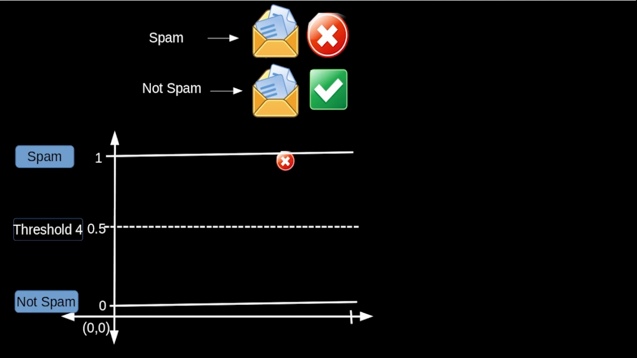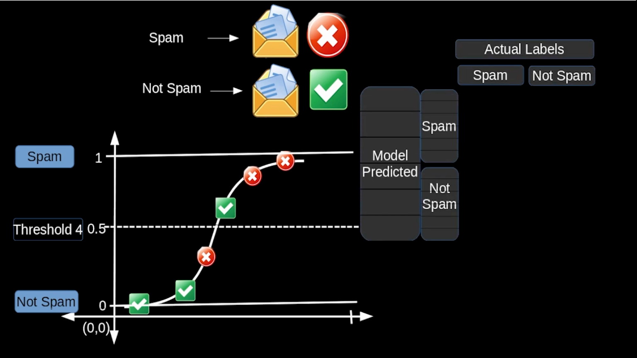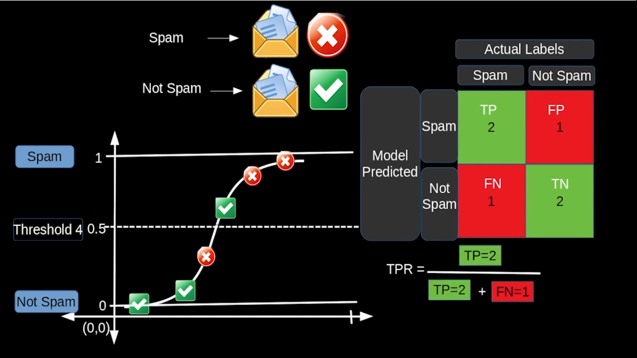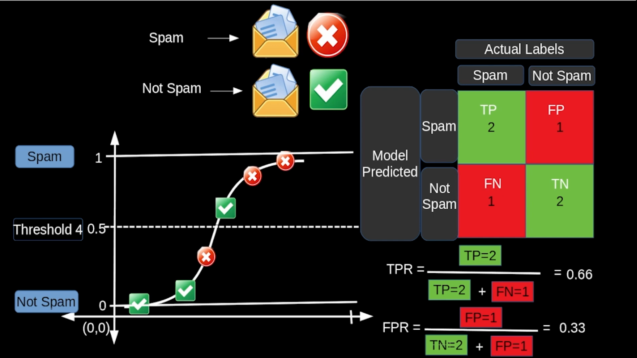If the predicted probability for the data samples is greater than 0.5, then it will be classified as spam, and if it is less than 0.5, then it will be classified as not spam. This is the confusion matrix for threshold 4, 0.5. Let's calculate true positive rate with the help of this confusion matrix: true positive rate equals 2 divided by 2 plus 1, which equals 0.66, and false positive rate equals 1 divided by 2 plus 1, which equals 0.33. So this is the combination of true positive rate and false positive rate at threshold 4, which is 0.5.